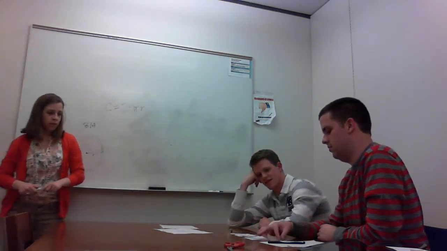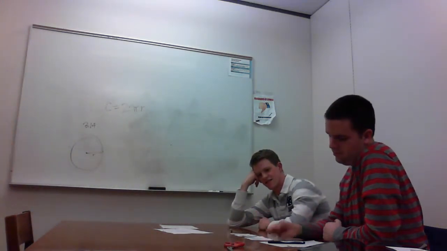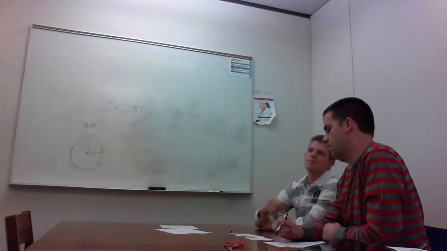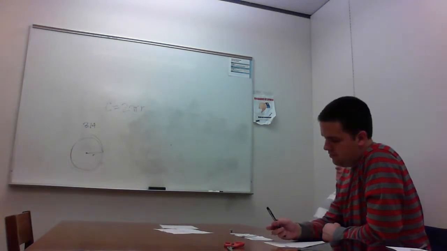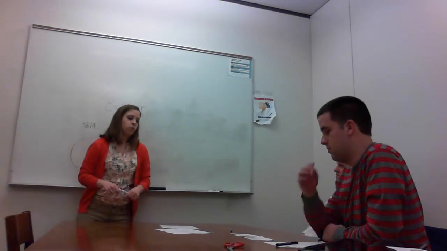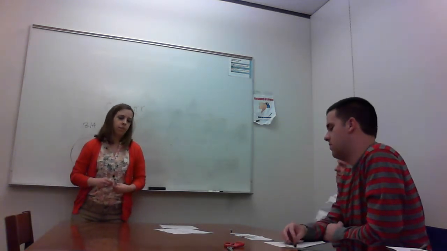I'm hearing some good thinking going on. Now our shape, because we cut out a circle, might not be perfectly symmetrical, but using what we know about a circle and what we know about circumference, we'll be able to find the area.